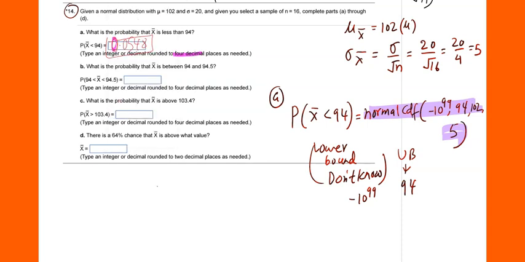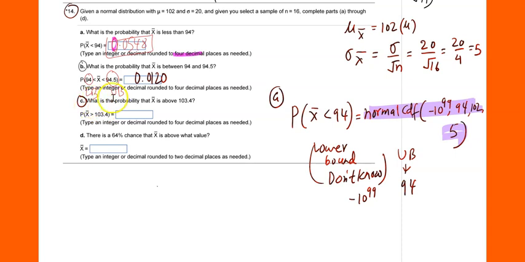Okay, part B is similar, and in part B you use 94 as a lower bound, 94.5 as an upper bound, and use this mean and standard deviation in the normal CDF, and you get the answer, and the answer must be 0.0120. You pause the video and try yourself.